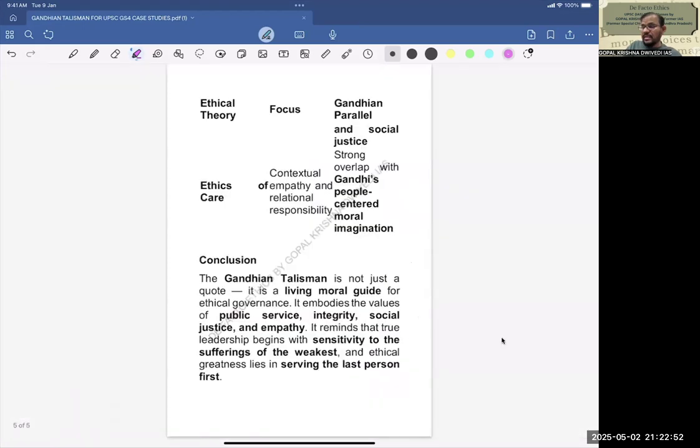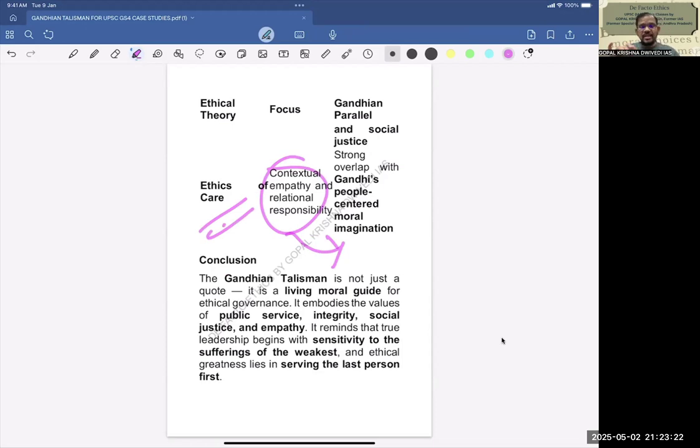Now, the third is ethics of care. What does ethics of care say? Contextual empathy and relational responsibility. To some extent, this is near to Gandhi's ideas, because this ethics of care has a strong overlap with Gandhi's people-centered moral imagination. So in a way, ethics of care, in different words, is Gandhi's ideology.